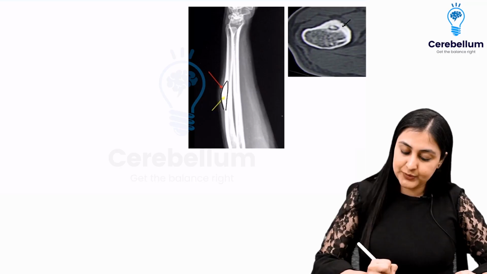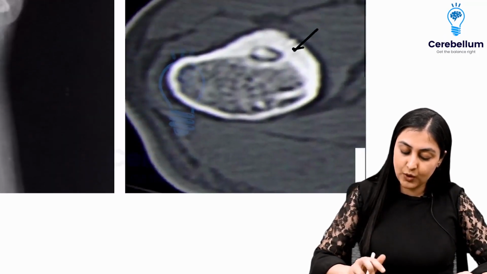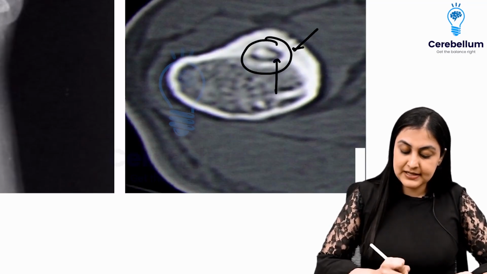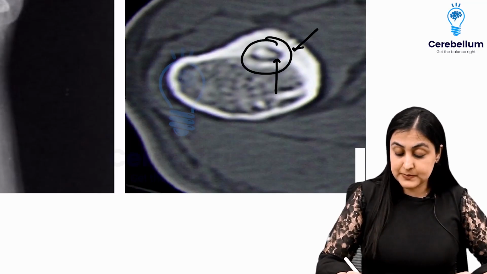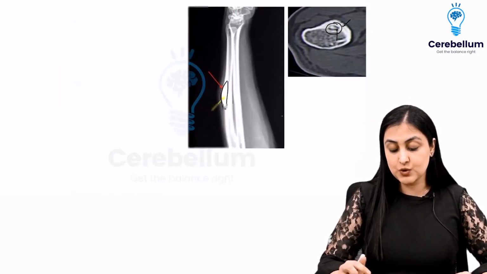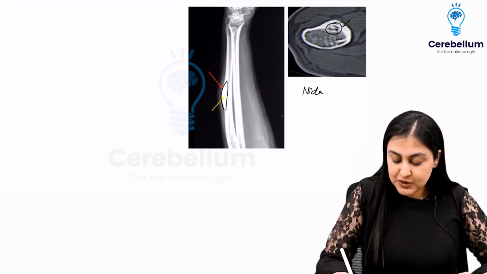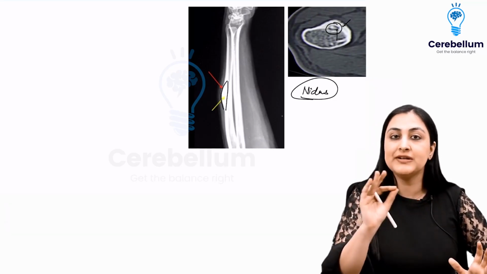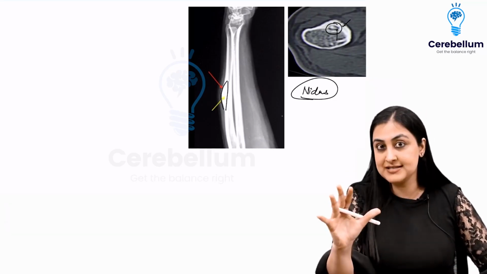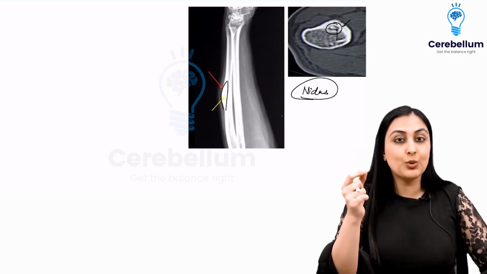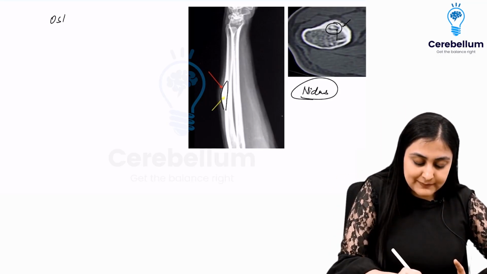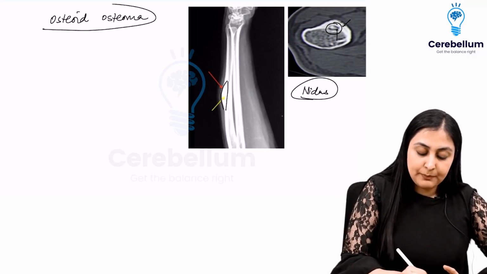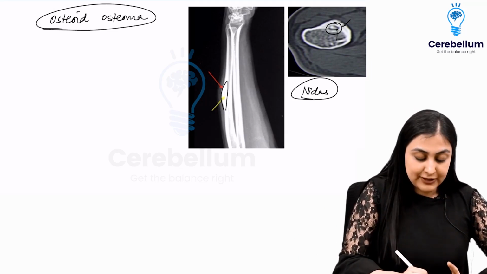On CT, you can see how the cortex is thickened, and within the cortex, can you see there's this lesion here with a nidus. This lucent area here, this black area here is what is called the nidus. We also talked about nidus in AV malformation. If you remember in neuroradiology, we talked about AV malformation which has a nidus. This is another area where you have this nidus, and the tumor I'm talking about is osteoid osteoma. How the presentation is going to be here is very typical.